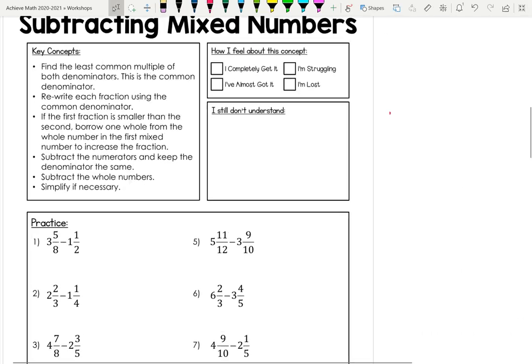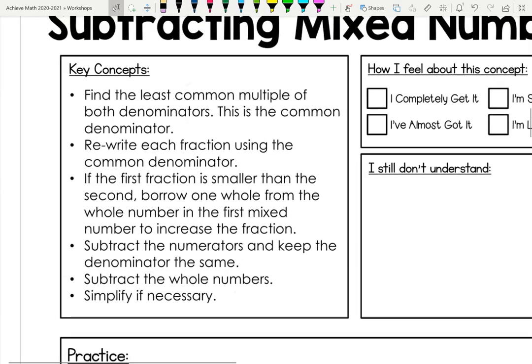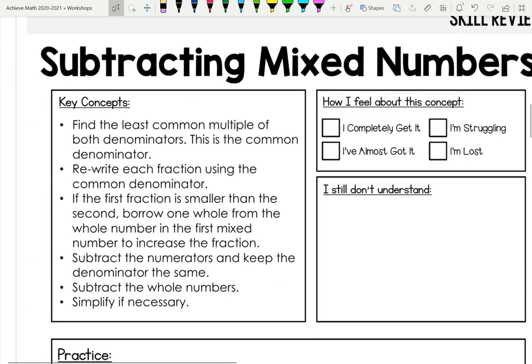All right, key concepts. Go ahead and take a moment, pause the screen, and make sure that you take the time to read it.